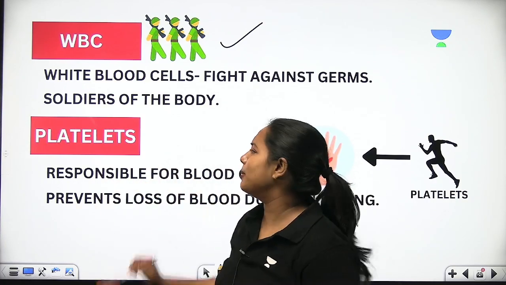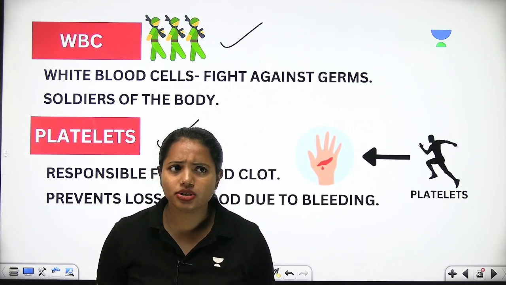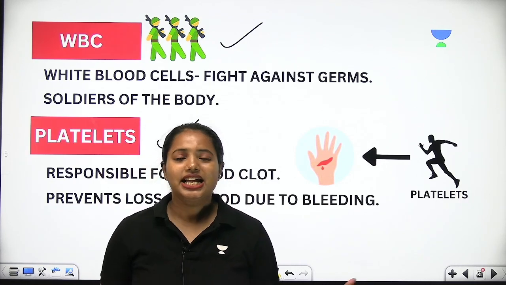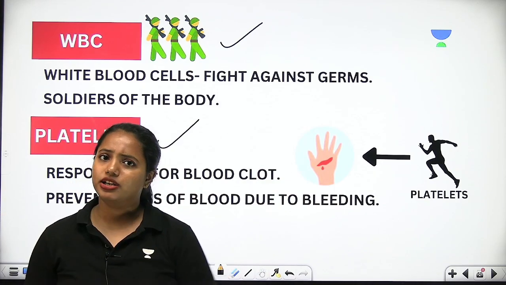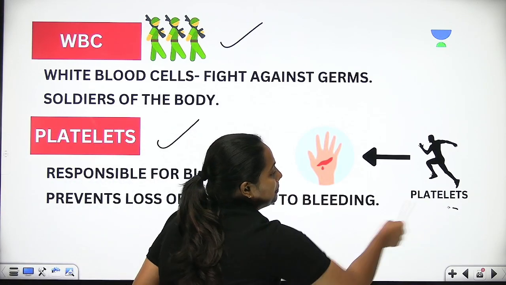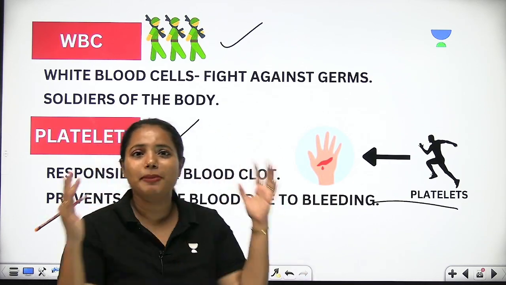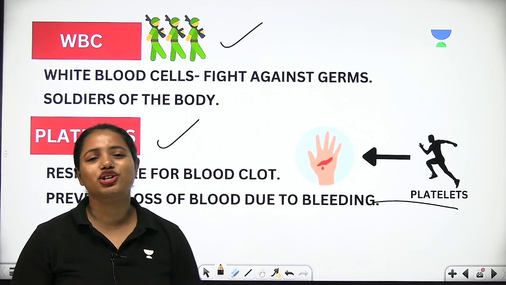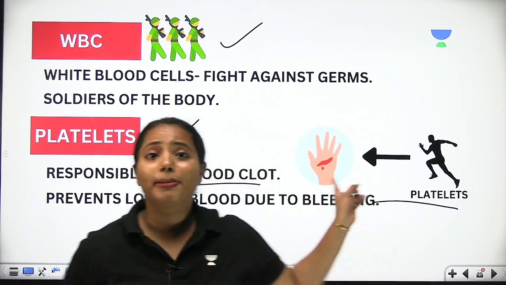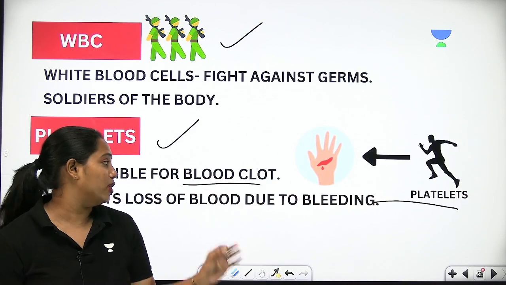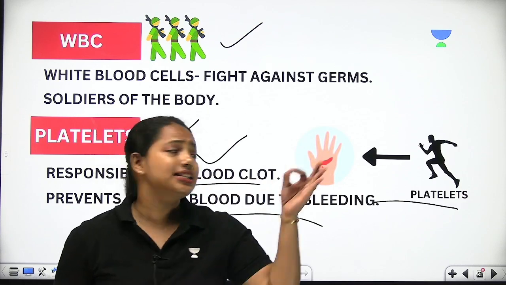Now we are going to talk about platelets. Imagine that you get a cut on your hand. What happens next? Blood starts to flow out, right? Yes. But there must be someone to help prevent the blood loss. Who is that? It's the platelets. If there is a wound, the platelets run and reach the place and prevent blood loss. That's the function of platelets. They prevent blood loss and therefore they're responsible for blood clot. Please write it down, very important. They're responsible for the blood clot, and loss of blood can be prevented by these platelets.